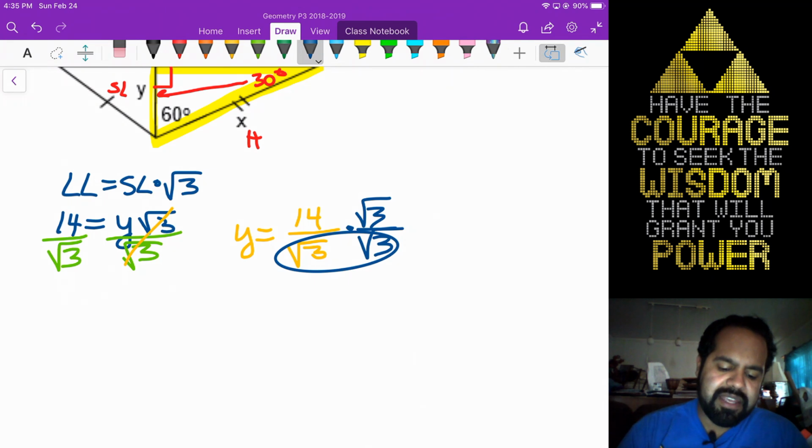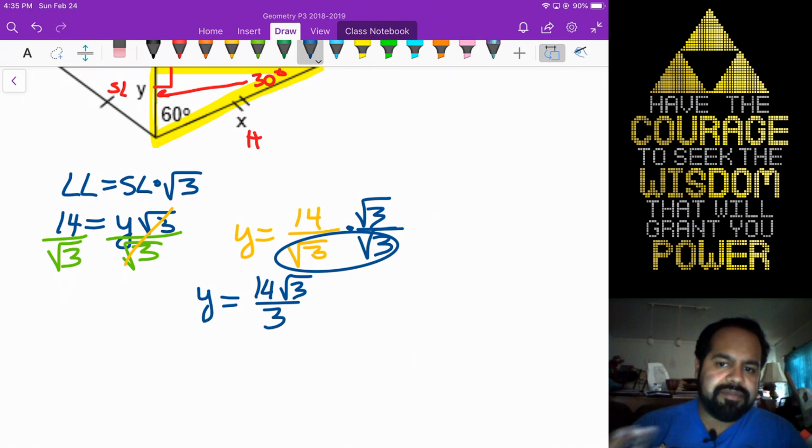These two multiply to make a plain old 3. And then the 14 and rad 3 just multiply. Now, if I'm able to reduce this fraction, I'm going to reduce the 14 and the 3. However, nothing can do that, so we leave it be.